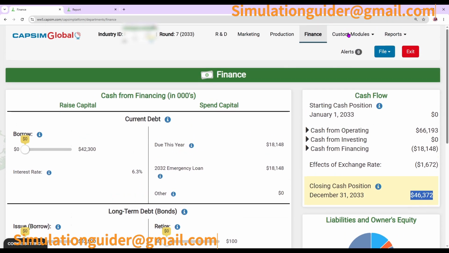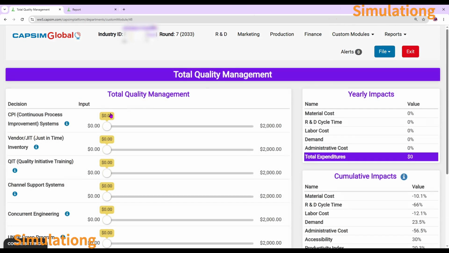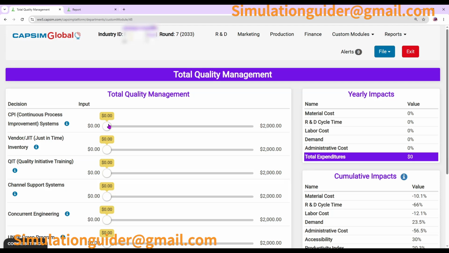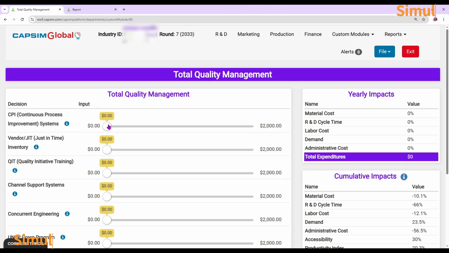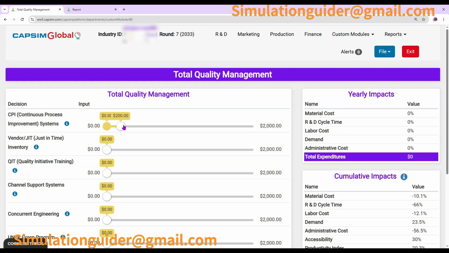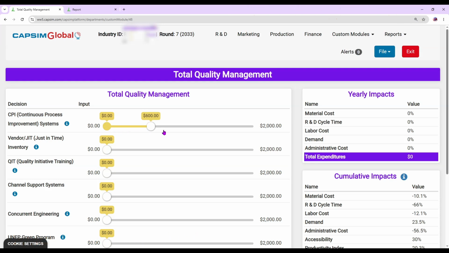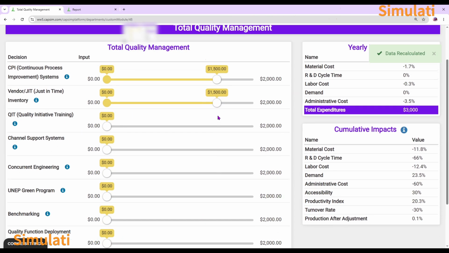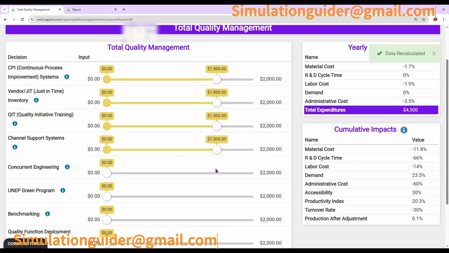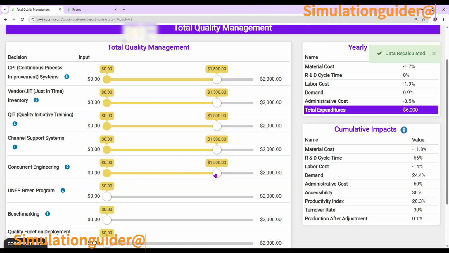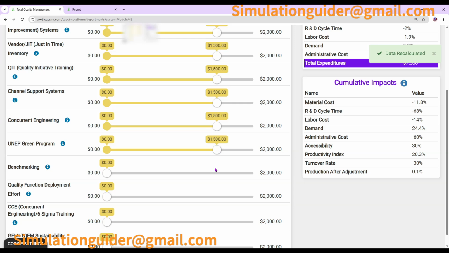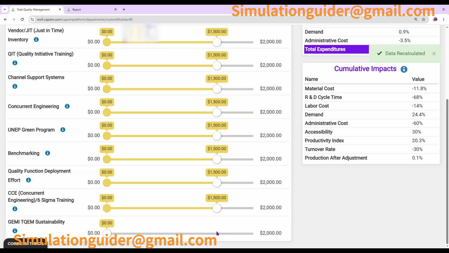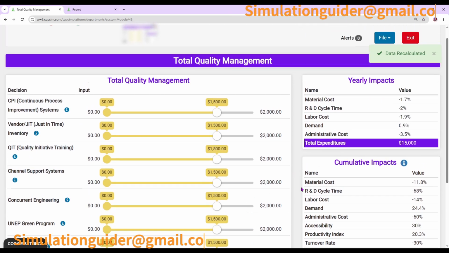Next on will be the custom modules. Here we have the TQM, total quality management. We have talked about it before, so this is just another department that's used maybe in cutting down costs in the company. And for me, I normally invest 1500 in it, so 1500 for each and every TQM initiative, and this will help us in cutting down the costs. Also, it will help in a few things that I'll mention shortly. So the TQM is a very important part in the simulation, and you need to invest in it so that you can be able to maximize on profits.